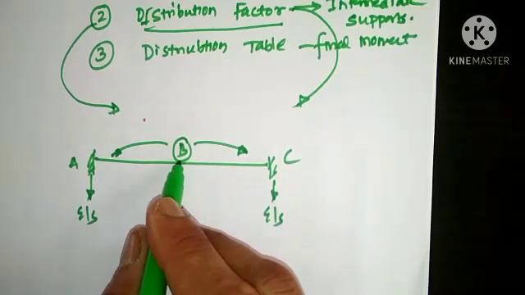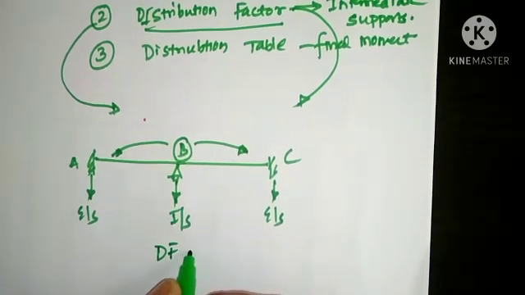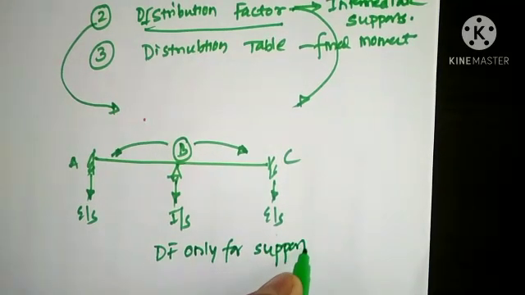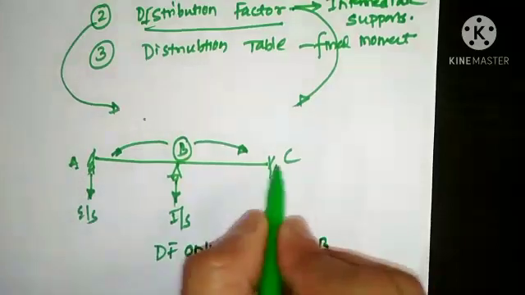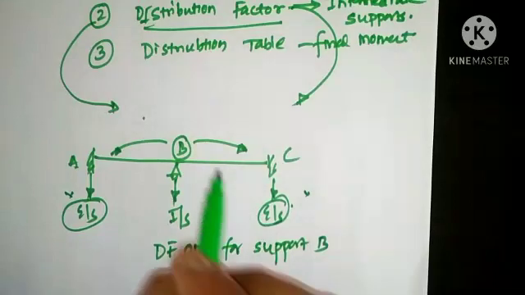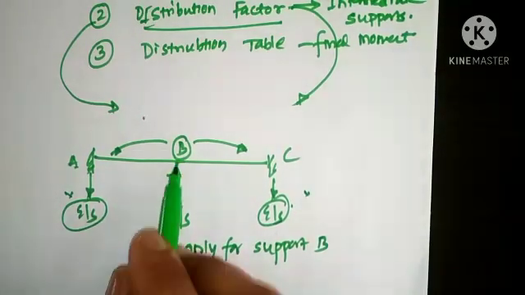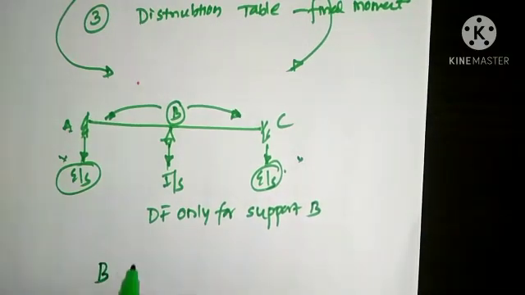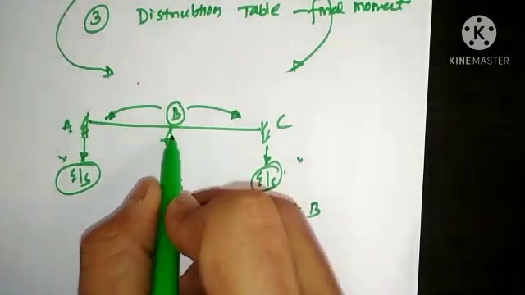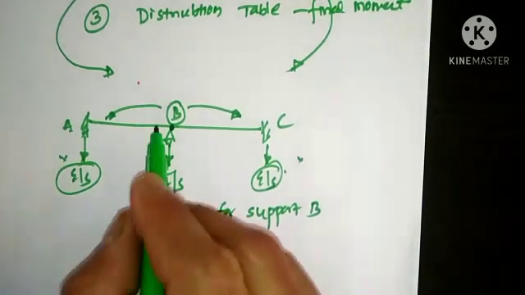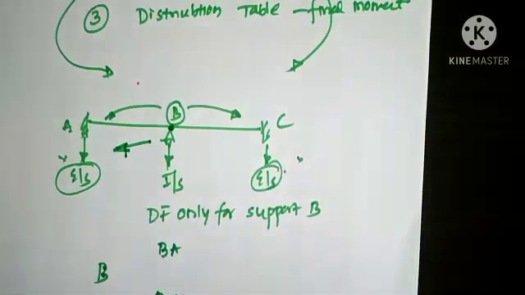Now we will find out the distribution factor only for support B, not for supports A and C. The reason is that A and C are end supports, so we are not going to find the distribution factor for A and C. We are going to find it only for support B. Now, at support B, the members connected to B are BA and BC. The member connected to B on the left hand side is BA and on the right hand side is BC.